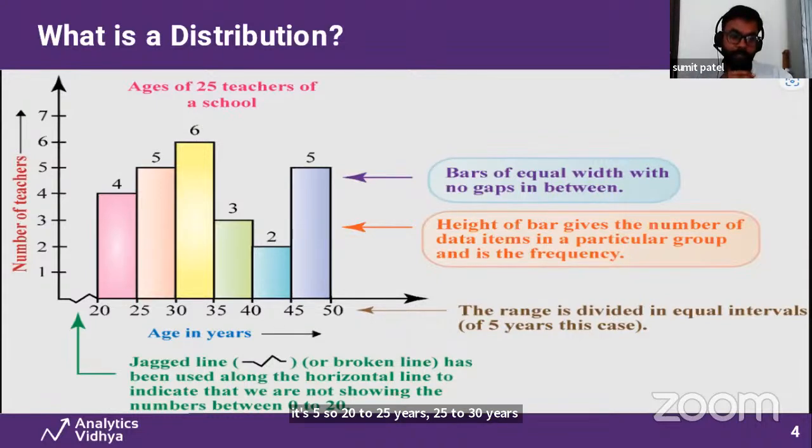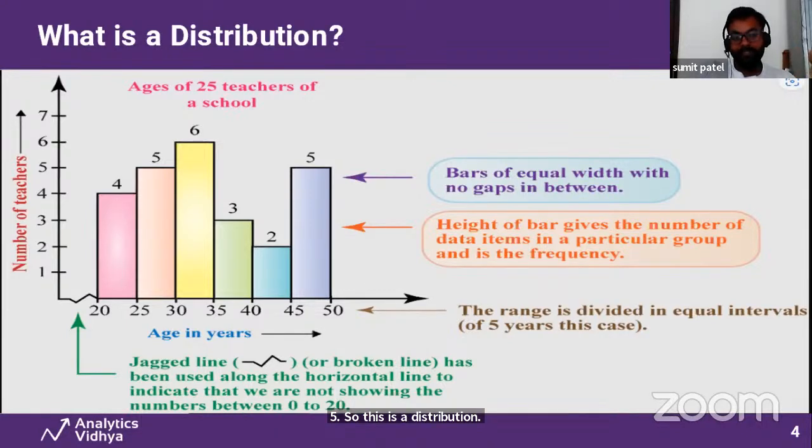Now, these bars are a count of how many of those teachers are between 20 to 25 years of age. So 4. Now, how many teachers are between 25 to 30 years of age? 5. So this is a distribution.